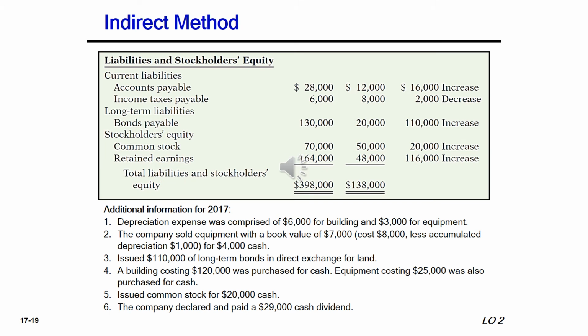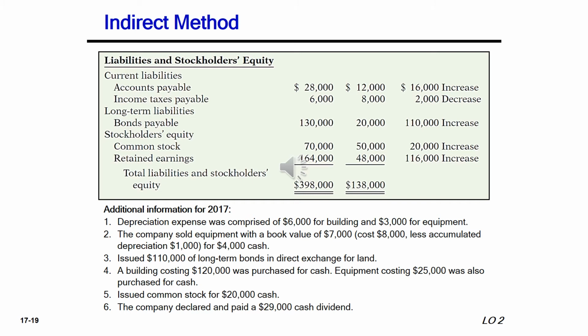And on here we have a continuation of the comparative balance sheet. We have the liabilities and stockholders equity section, and notice on the bottom we also have some additional information for 2017. We have 6 key points. The first one, depreciation expense, was comprised of 6,000 for building and 3,000 for equipment. Number 2, the company sold equipment with a book value of 7,000. The cost was 8,000 less accumulated depreciation of 1,000 for 4,000 cash only.